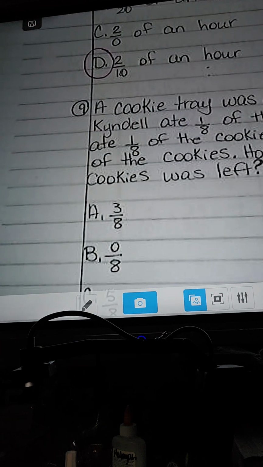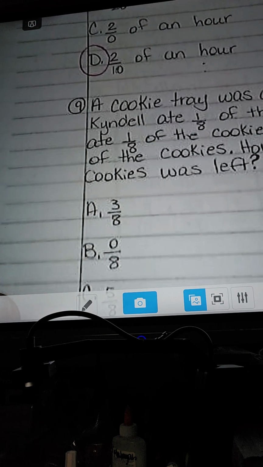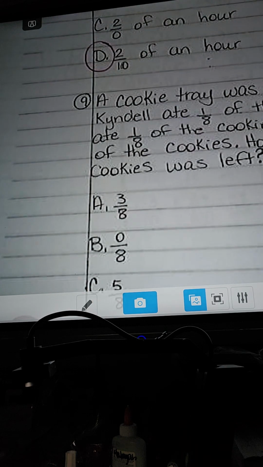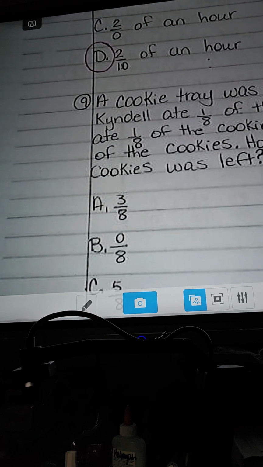All right, number 9. A cookie tray was divided into 8s. Kendall ate 1/8 of the cookies. Carter ate 1/8 of the cookies. Bella ate 3/8 of the cookies. How much of the cookies was left? So first we need to do what? No, you need to draw. Wait. Listen, think about it.